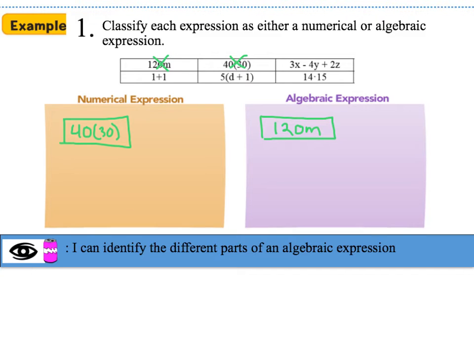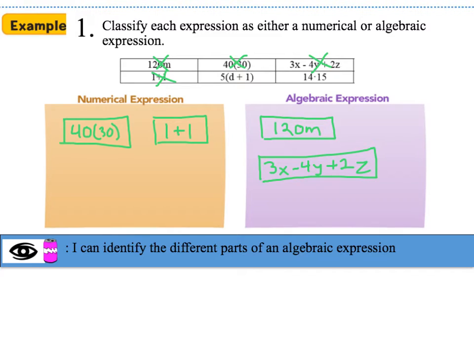I know that that is an algebraic expression because there are letters in this expression. So 3x minus 4y plus 2z, this tile will go in the algebraic expression column, and let's cross that out once we use it. The next one, 1 plus 1, well, there's no variables there, so I know that this is a numerical expression, so this is 1 plus 1 in the numerical expression box.